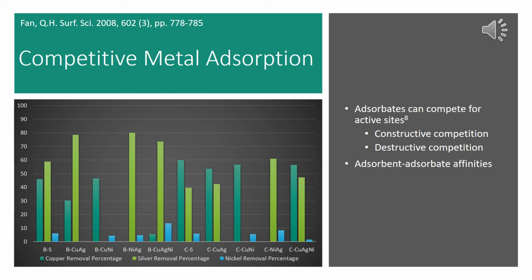The last set of experiments was looking at the competition of metals for active sites, or competitive metal adsorption. To do this, we made a series of single metal solutions, binary metal solutions, and then ternary metal solutions. And you can see the overall effect of having co-ions or ionic competition for the active sites in this graph here.